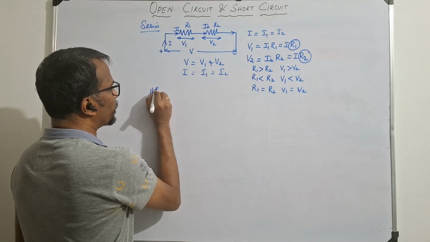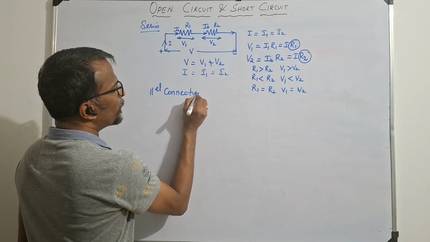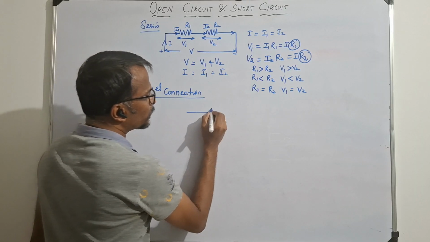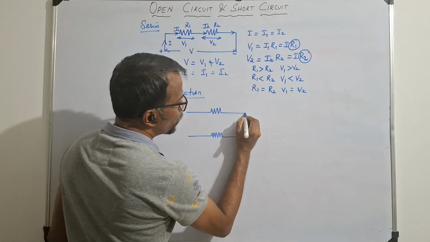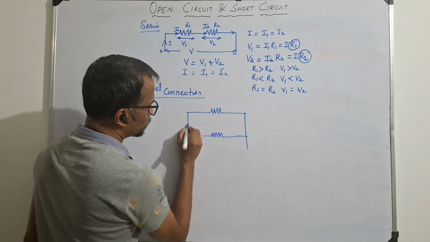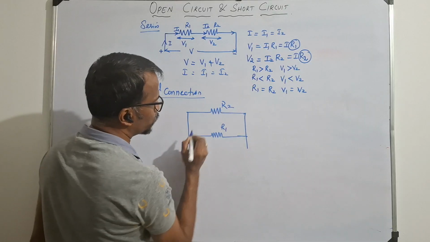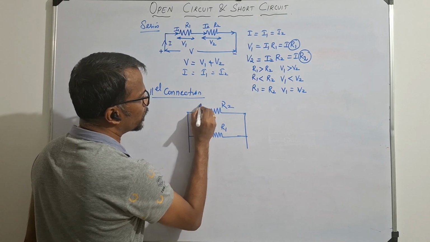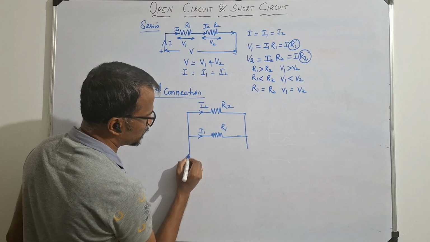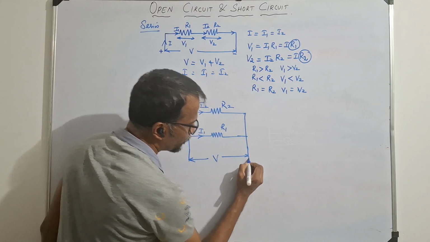Now the parallel connection. In the parallel connection, we have two resistors, both connected in parallel. This is R1 and this will be R2. The current flowing through resistance R1 is I1, and the current flowing through resistance R2 is I2. This is the supply voltage V.